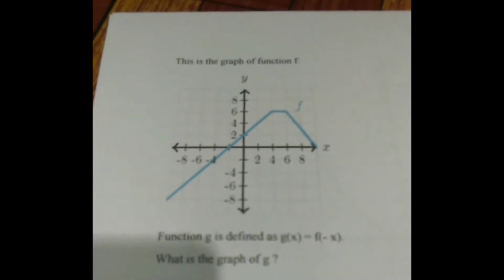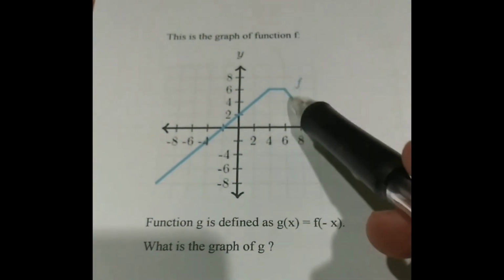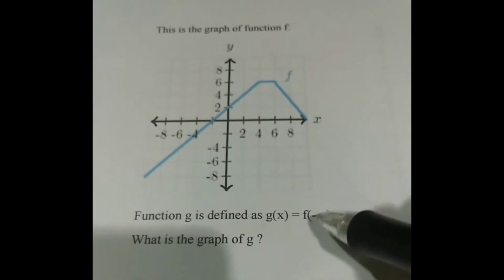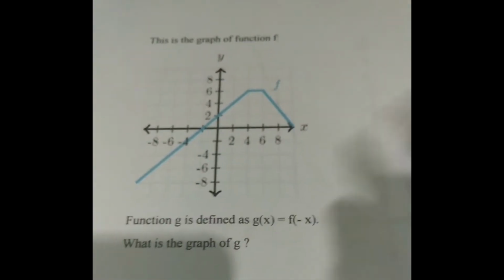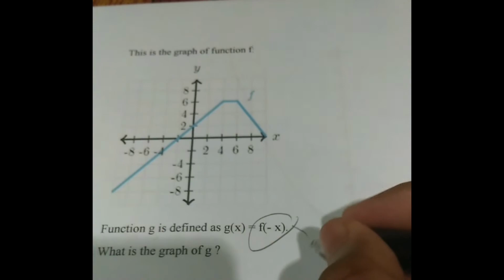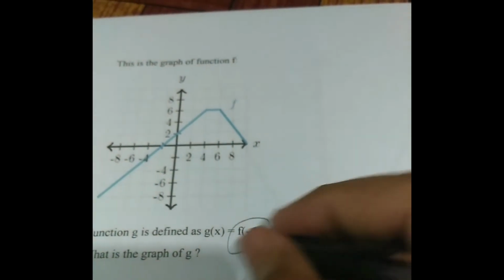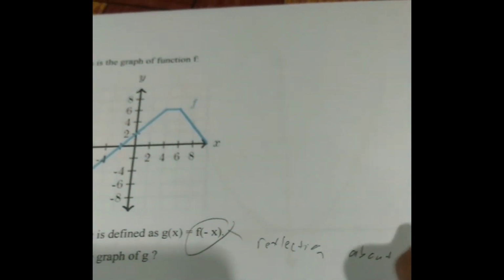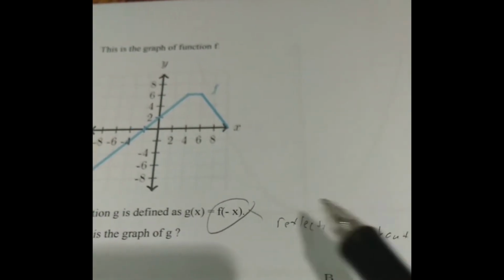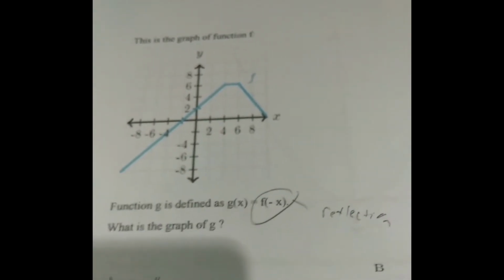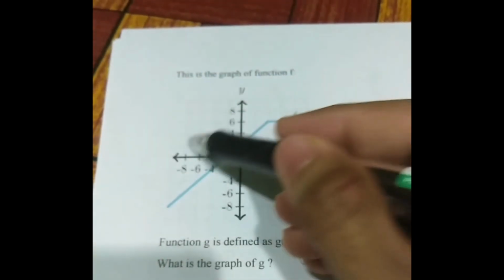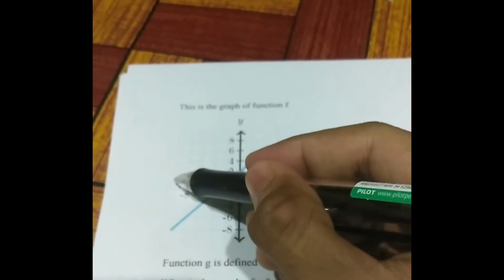Okay, this is the last question. This is the graph of function f. Function g is defined as g(x) = f(-x). What is the graph of g? This formula is for reflection. Reflection of what? Like I said before, this is for reflection about the y-axis. So we use the mirror concept for the reflection type of transformation of graphs. Imagine this is the mirror, then it will become like this. So as we can see, the answer will be C.